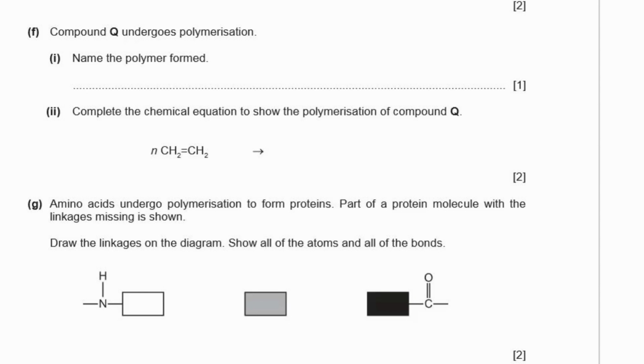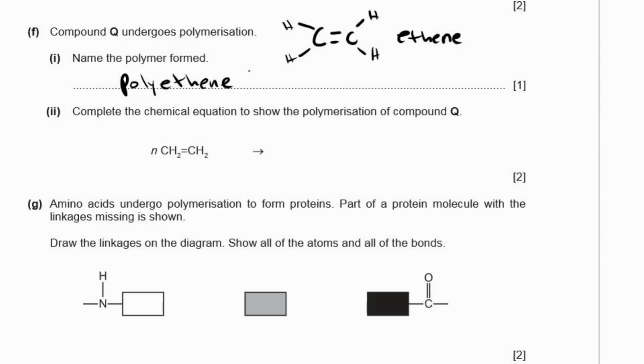F. Compound Q undergoes polymerization. Name the polymer formed. Okay, let's look at this. This is compound Q. Monkeys eat, there are 2 carbons, so this is ethene. We don't have to say ethene-1-ene, because there's only one spot the double bond can possibly be in. So ethene, and if it's a polymer, it is polyethene. And that's it, polyethene.